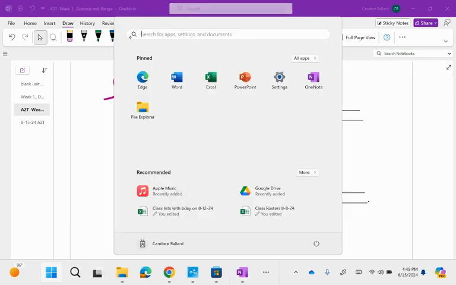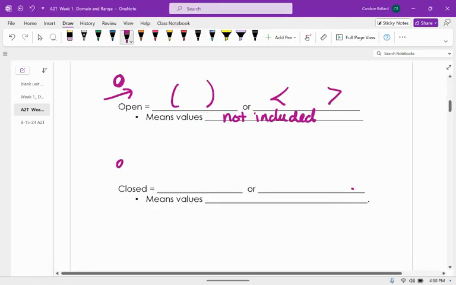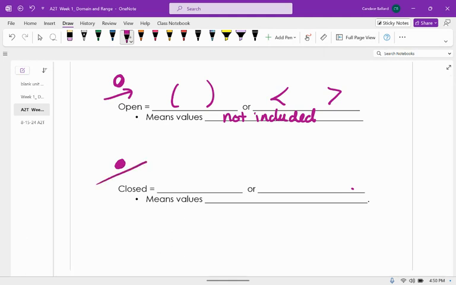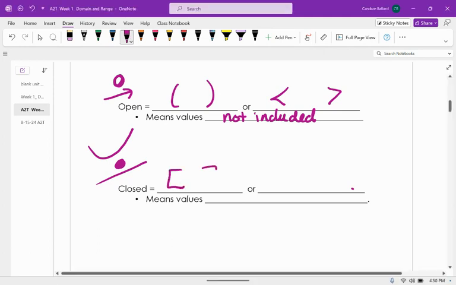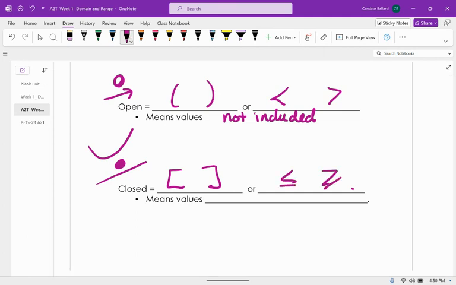When something is closed, it means I have a closed dot or I have some kind of solid line or solid curve. That would be something that will be considered closed when we look at a graph. When we're closed, we use brackets or less than or equal to or greater than or equal to. And that means that the value is included.